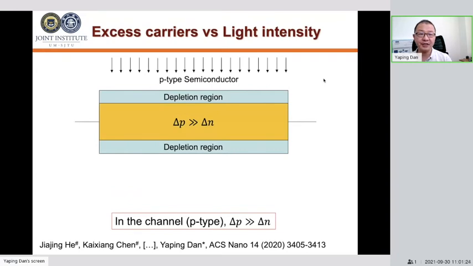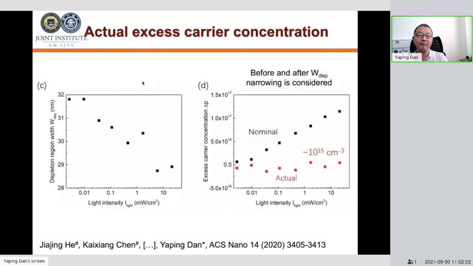As we found previously, the light illumination is separated by the electric field and causes the accumulation of excess carriers in the channel, and excess minority carriers near the interface, near the surface. This charge separation will create a positive bias on the depletion region that will narrow it down. In the experiments, by performing photo Hall measurements, we can actually see the depletion region change from around 32 nanometers to around 28 nanometers under light illumination, narrowing down.